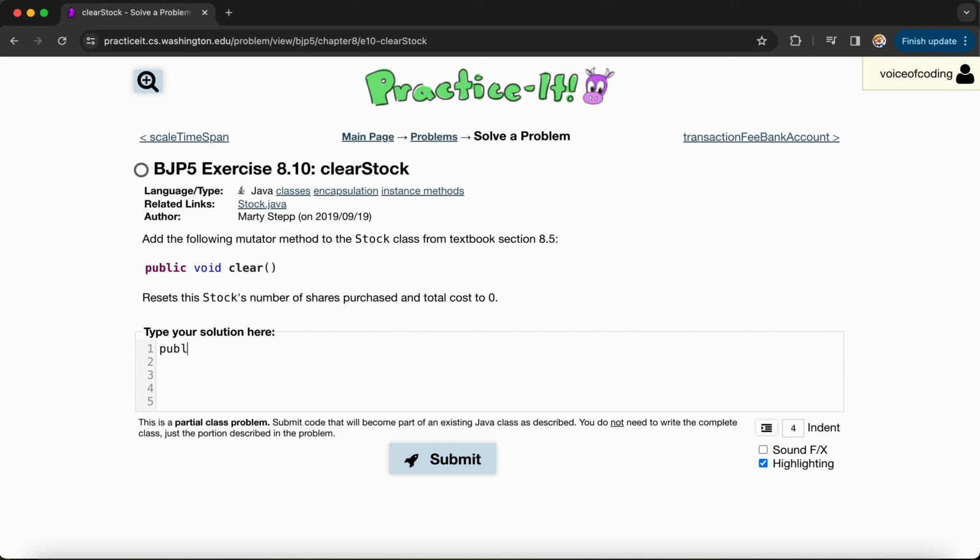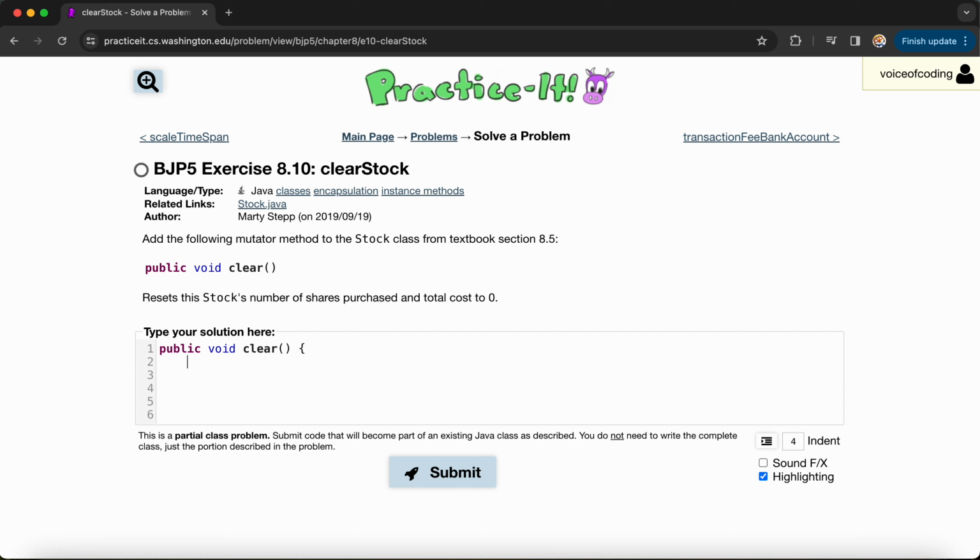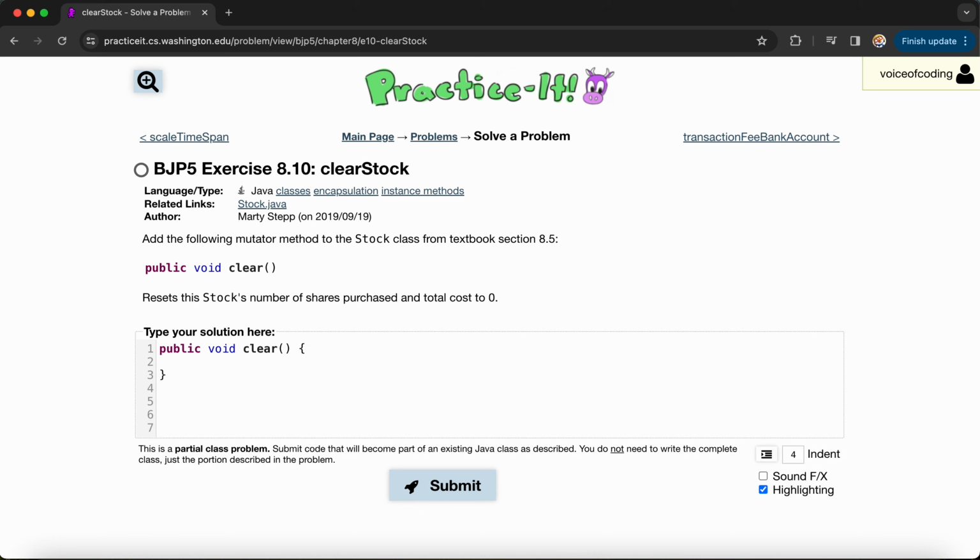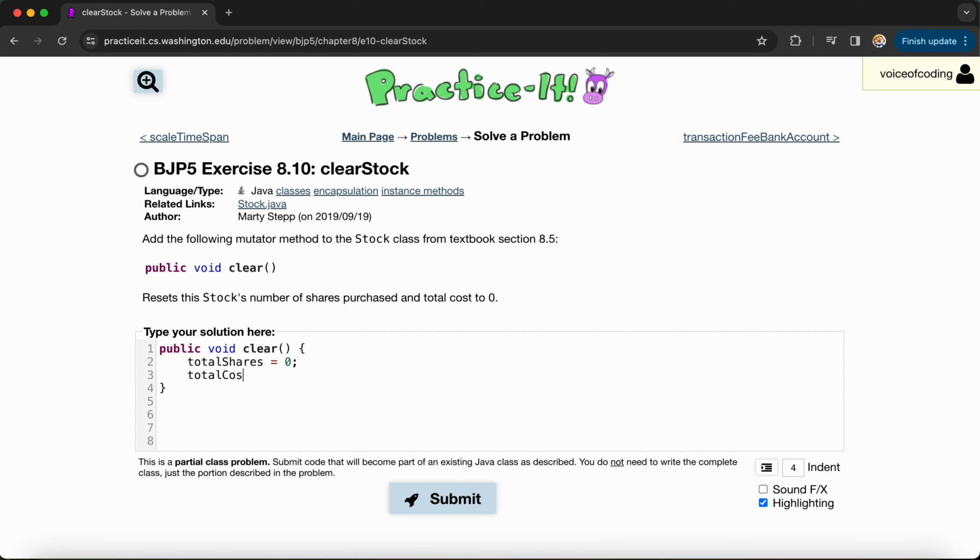So we'll first add the method. So public void clear, and we'll add the curly braces. And in between, we just need to reset everything to 0. So if you look back at the 8.5 section, there's the total shares part and total cost. So we just need to say totalShares equals 0 and totalCost is equal to 0.0, since that one was a double value. And that's pretty much it for the problem.